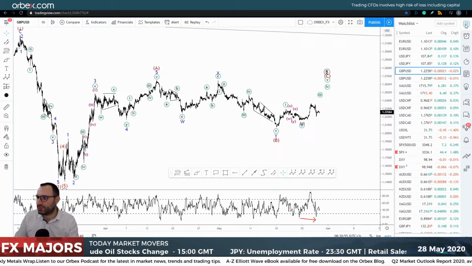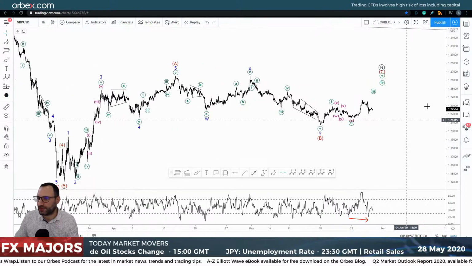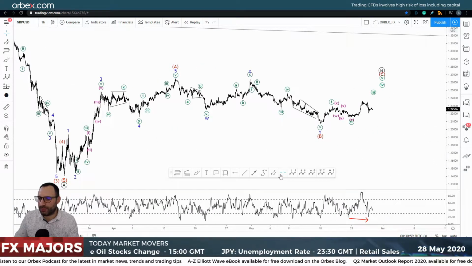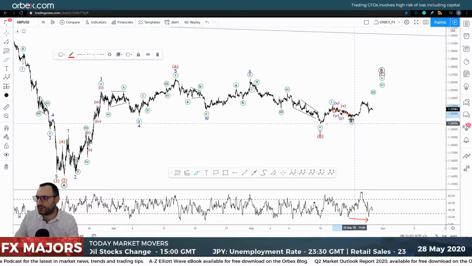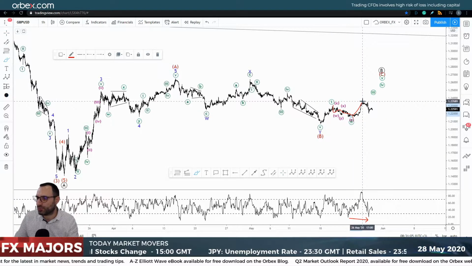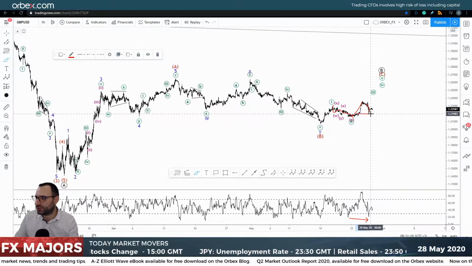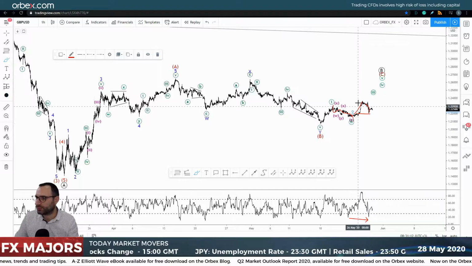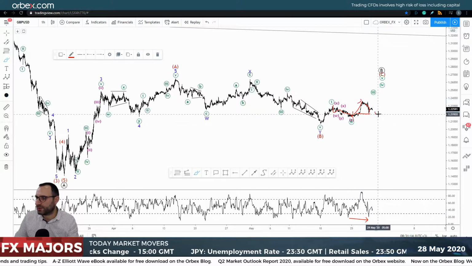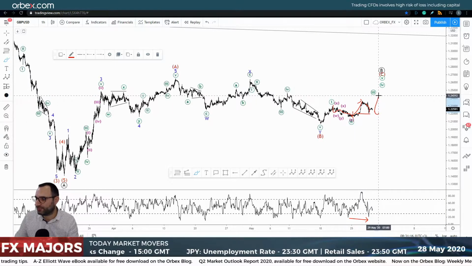Now, on the pound, let's have a look at the pound first. The pound, we're looking at this triple zigzag over here, and then we moved all the way up, which is very good. Now, we've had this decline over here, right at 1.22. Since this is wave 1, that can be considered wave 3, then 4, and then 5, right?